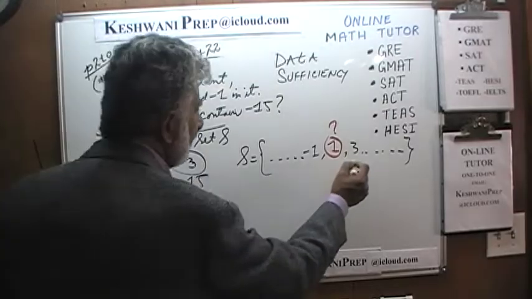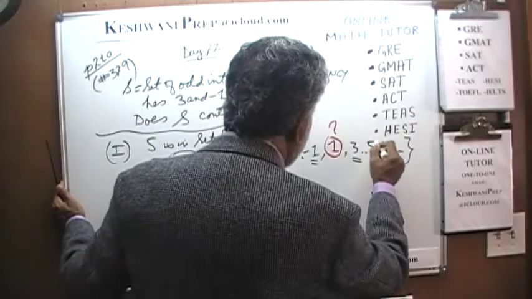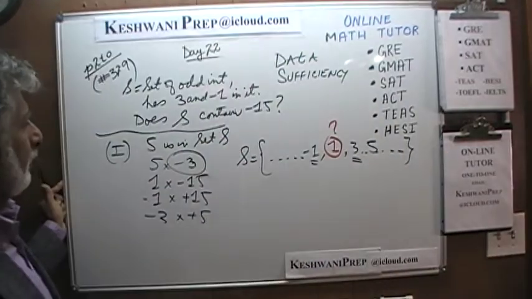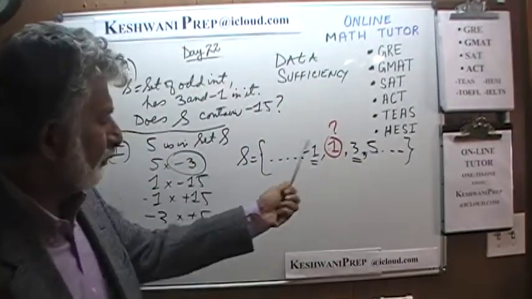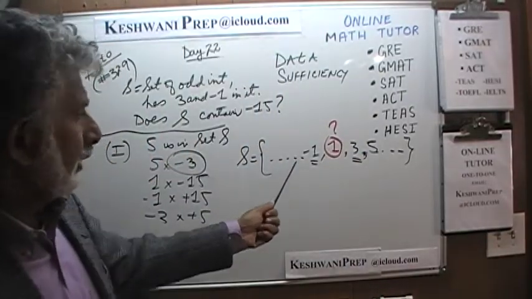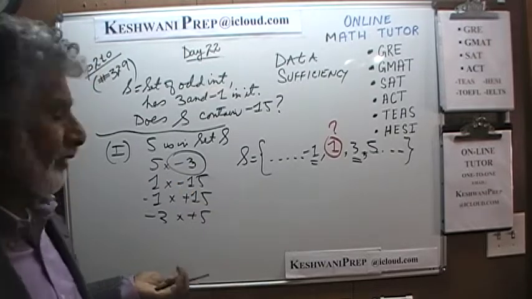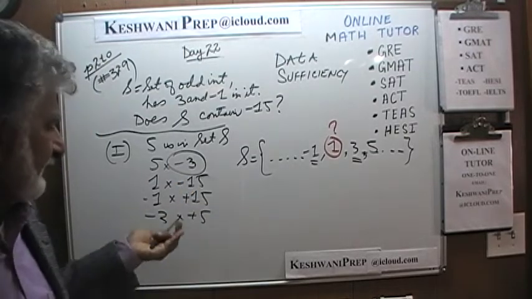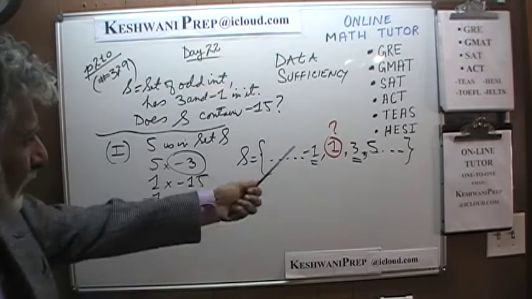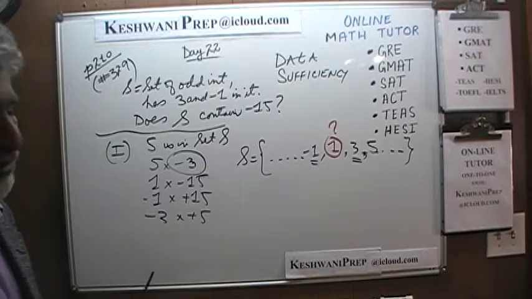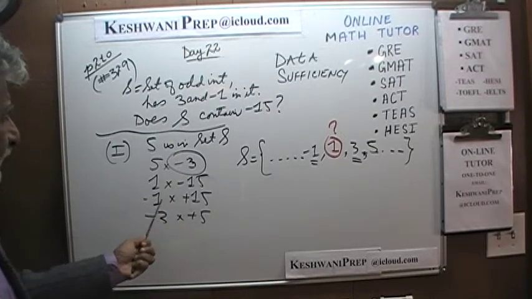We know it has 3. We know it has negative 1. And we know it has 5. So based on what we know here, no, we cannot tell if negative 15 is in there. How can we tell? There's nothing in there to tell us. It may have negative 15, it may not. We do not know what the set contains. All we know is that it is a set of odd integers. It may have negative 15, it may have positive 15.